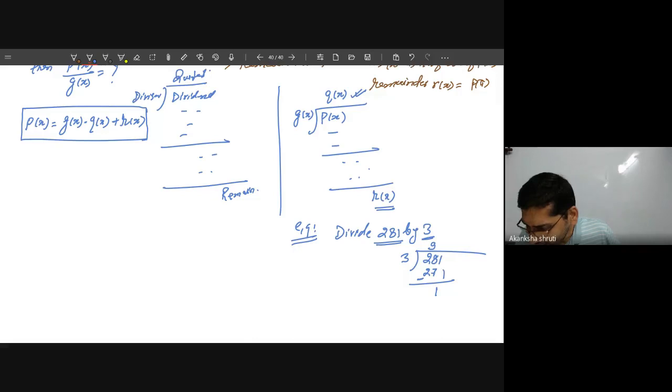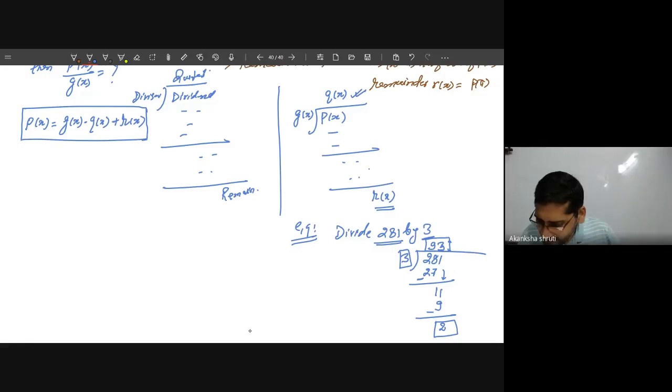Then we bring down the next number from the original number, which is 1. Again, 3 fours are 12, which is too big, so 3 threes are 9 have to be taken. Subtracting, what we get lastly is 2. This 2 is the remainder, this 3 is the divisor, and this 93 is the quotient.